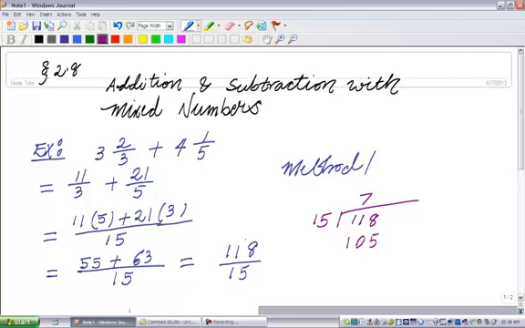Okay? And if I subtract, 8 minus 5 is 3. And then I get 1. So what is this equal to then? This is equal to 7 and 13/15. Okay, so that's the final answer.